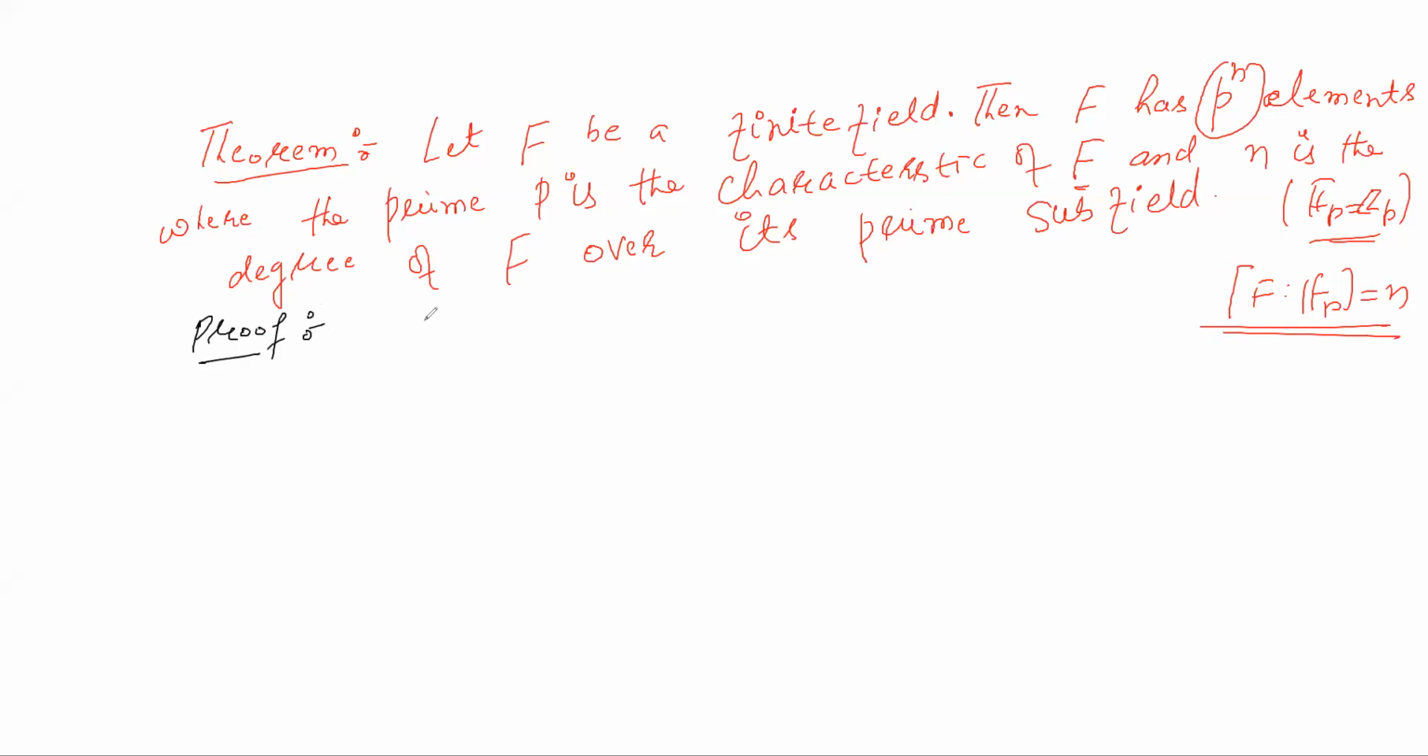Since F is finite, finite fields always have characteristic p. We know that the characteristic of a field is either 0 or a prime number. But once the field is finite, it cannot have zero characteristic. So finite fields always have characteristic a prime p.